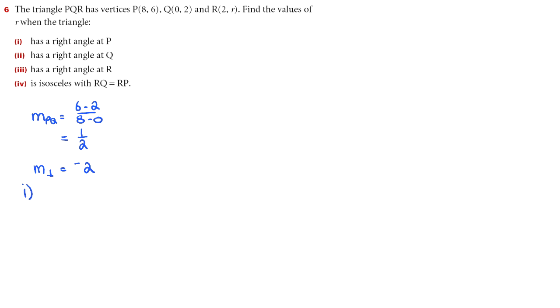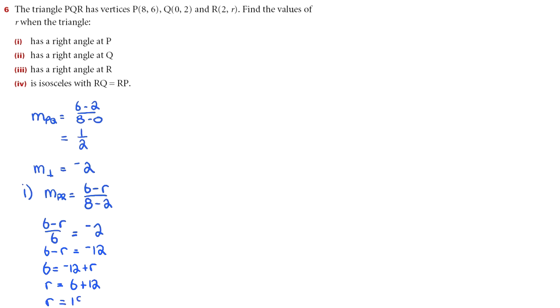So now, with the right angle at P, the other line that comes there is PR. So let's find the gradient PR, which is going to be 6 minus r, the change in y, over 8 minus 2, the change in x. And we know that this equals -2 because that's the perpendicular gradient. We'll bring the 6 from the denominator up to the other side and get -12. And let's take r over to make it positive, and take the -12 over to make it positive as well. And we'll end up with r is 18.